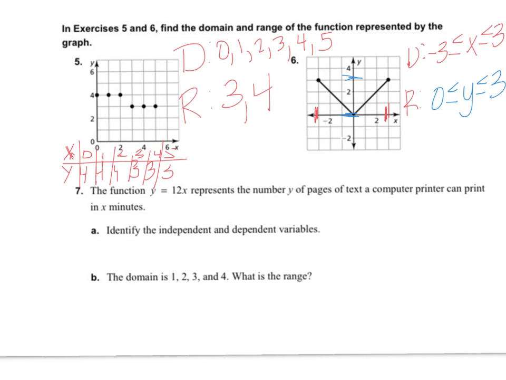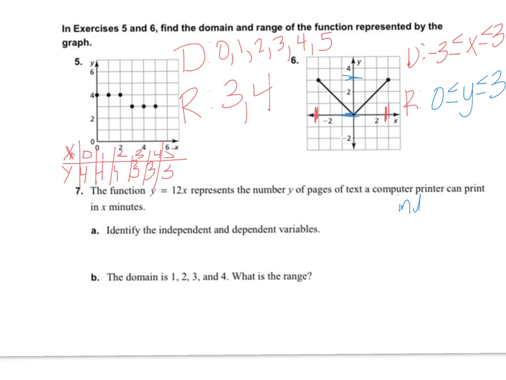Okay, and then when we get to 7, we have the function y equals 12x. It is an equation, it is y equals something, it's going to be a function. It represents the number of pages, y, of text a computer printer can print in x minutes. So if I'm going to identify the independent and dependent variables, and we've thrown out a lot of vocabulary here, you need to remember that there's several things that go together.